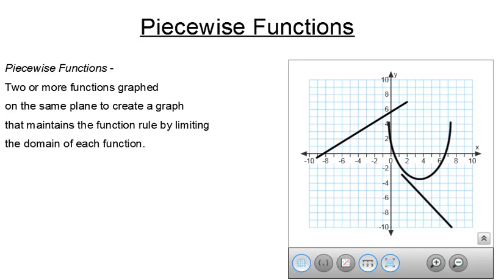Piecewise functions. That's what we're talking about today. Ladies and gentlemen, what is a piecewise function? Well, it's two or more functions graphed on the same plane, but they're graphed in such a way that you maintain the function rule. Now, you remember the old vertical line test that we had for a single graph? Well, we have to maintain that same rule here for the piecewise functions because of the word functions.